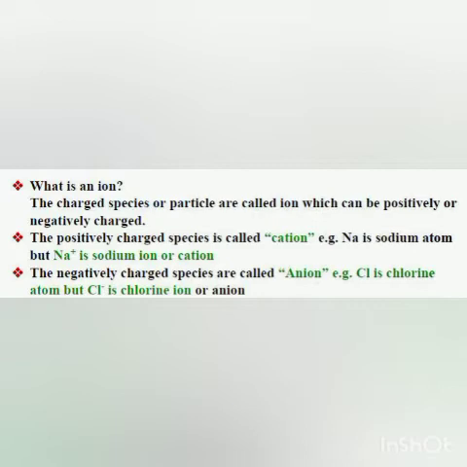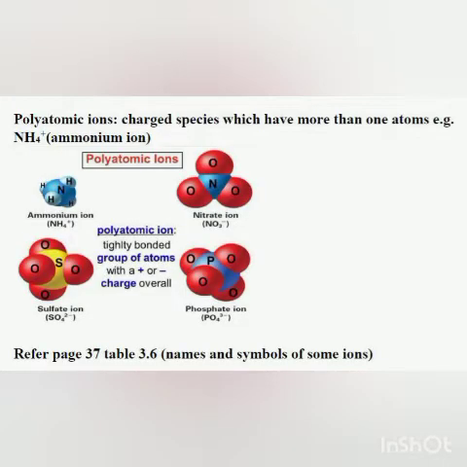Now you can see another type, polyatomic ions. What are polyatomic ions? They are the charged species which have more than one atom. Like you can see here NH4, which is called the ammonium ion. There is one nitrogen atom and there are 4 hydrogen atoms. So in total how many atoms are there? There are 5 atoms.